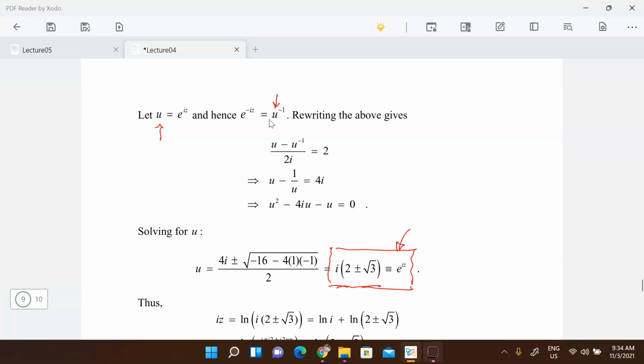So I'll take the log of exponential iz equals the log of i(2 plus or minus root 3), and this one will just give you z equals the same thing. So all we need to do is to find out how to define the log of this complex number.